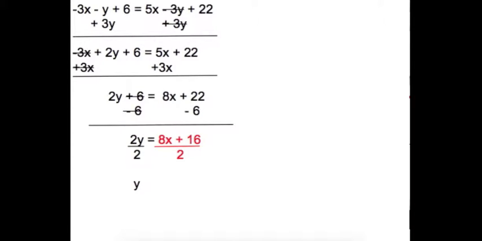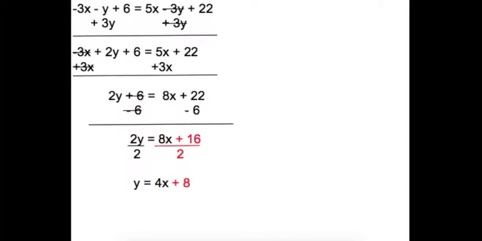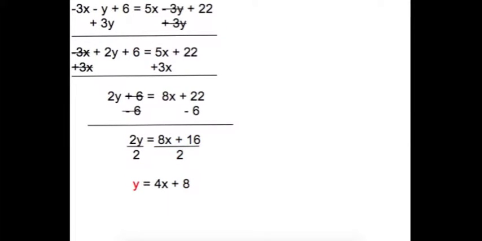Simplifying the right side of the equation, we know that we are going to have to divide each term by 2. 8x divided by 2 is 4x, and positive 16 divided by 2 is positive 8. So we have successfully solved our equation for y. Y equals 4x plus 8.